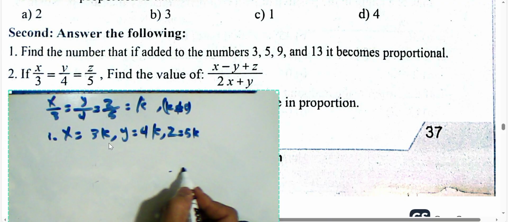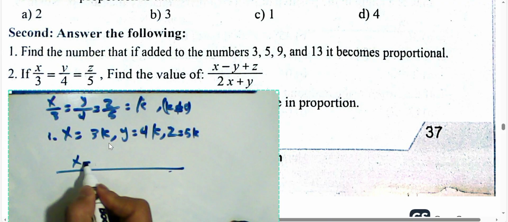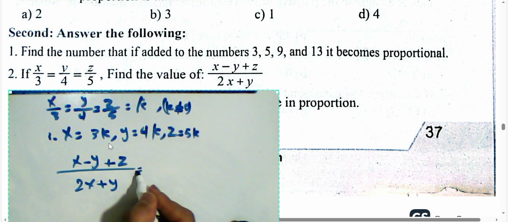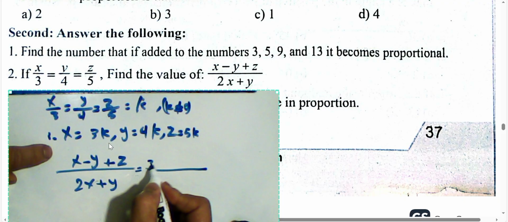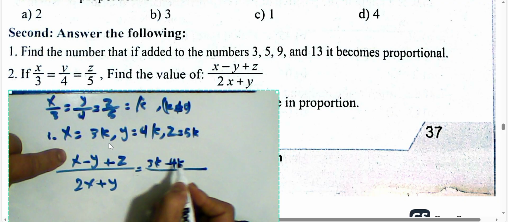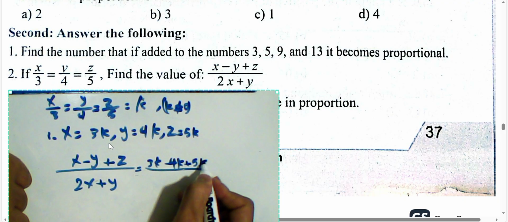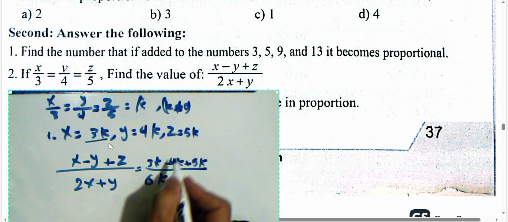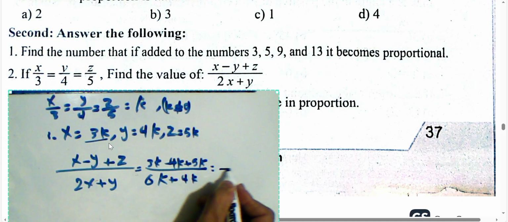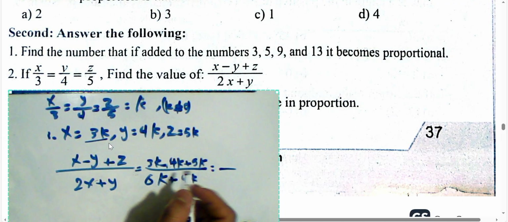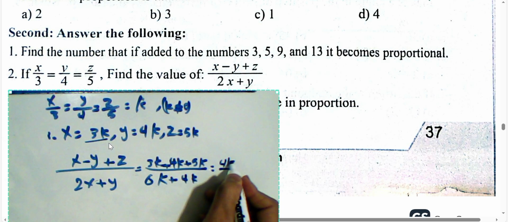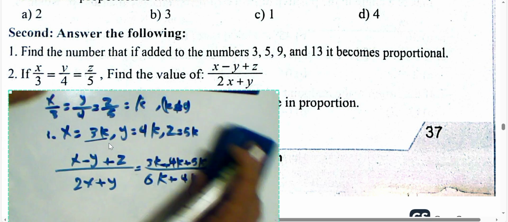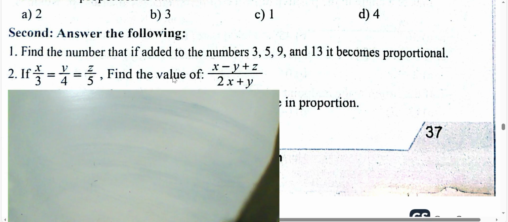Okay, then put in this expression here: x subtract y plus z over 2x plus y. We can write x equals 3k subtract 4k plus z here plus 5k over 2 times 3k equals 6k plus y, which was 4k. 3 minus 4 is minus 1, plus 5, it will be 4k, and 6 plus 4 equals 10. We can simplify the result, it will be 4k over 10k, which is 2 over 5.